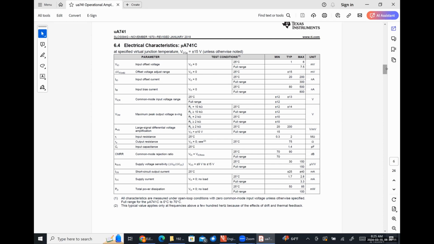Here we have the large signal differential voltage amplification. That's just a really fancy way of saying gain. So this is expressed as a typical value of 200 volts per millivolt. So we know that it's a voltage amplifier because the gain has units of effectively volts per volt. 200 volts per millivolt is a fancy way of saying that this particular amplifier has an open loop gain of 200,000, okay? So it has a really, really high open loop gain, a really, really high input resistance, and a pretty small output resistance, okay?